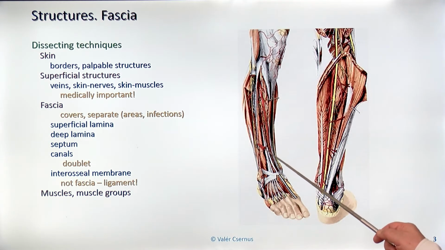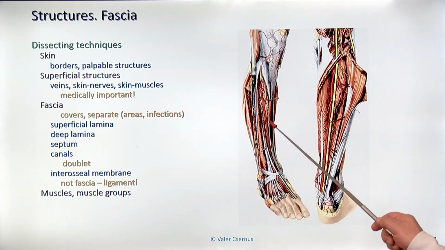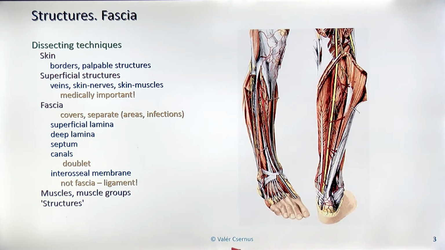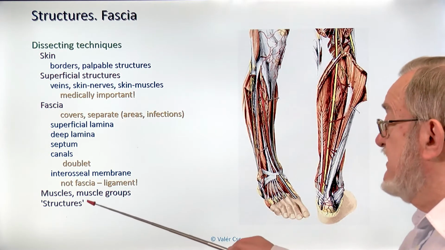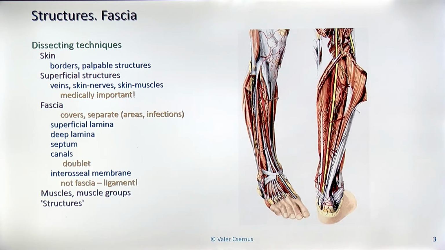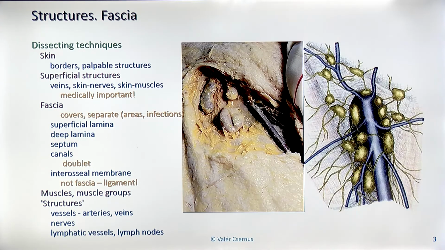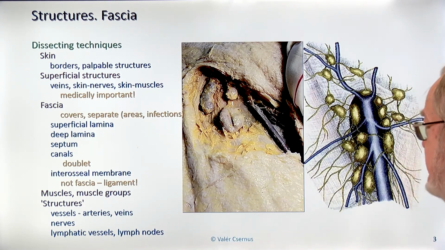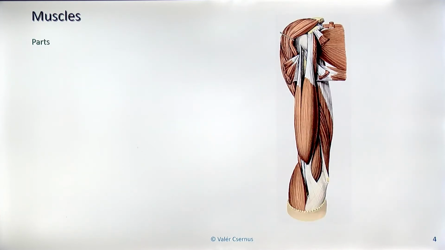Below the fascia, as I mentioned, we have muscle groups separated by muscular septum or deep laminas. The muscle group contains muscles, and between the muscles we have the so-called structure. Structure is an anatomical slang for vessels, arteries and veins, nerves, and also lymphatic vessels and lymph nodes. So if you hear in anatomy this structure, this describes this series of components.